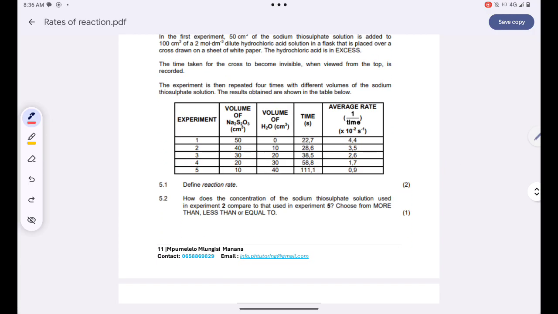Firstly, they want us to define a rate of reaction. A rate of reaction, guys, is just the change of concentration per unit time. The change of the quantity of products per unit time, or the change of the quantity of reactants per unit time.